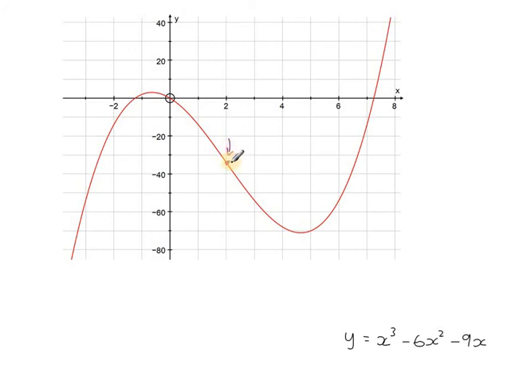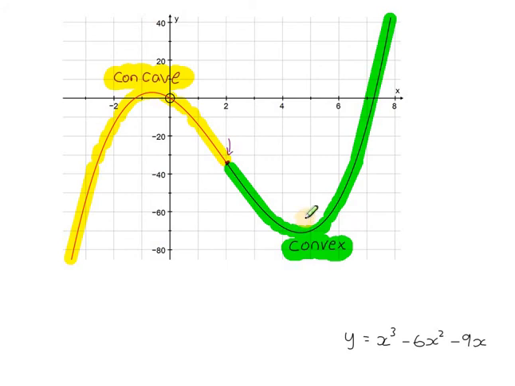and x equals 2, that point there, this is a point of inflection. So the gradient was decreasing up to here, and now it starts to increase, and it continues to increase. So concave in this section and convex in this section.